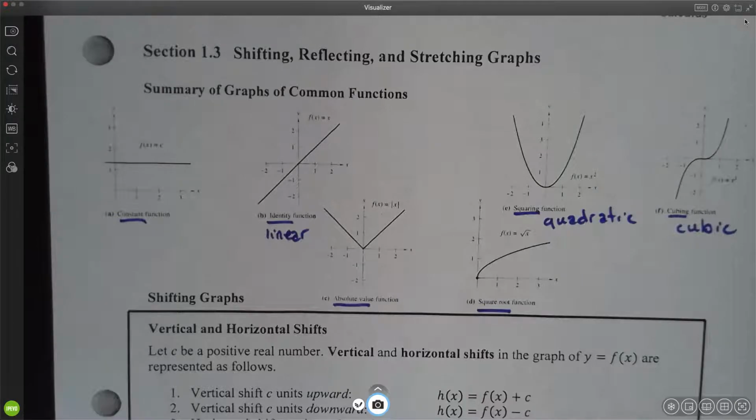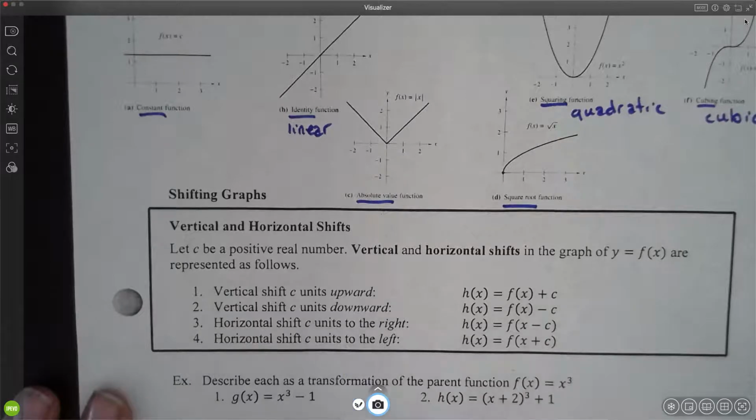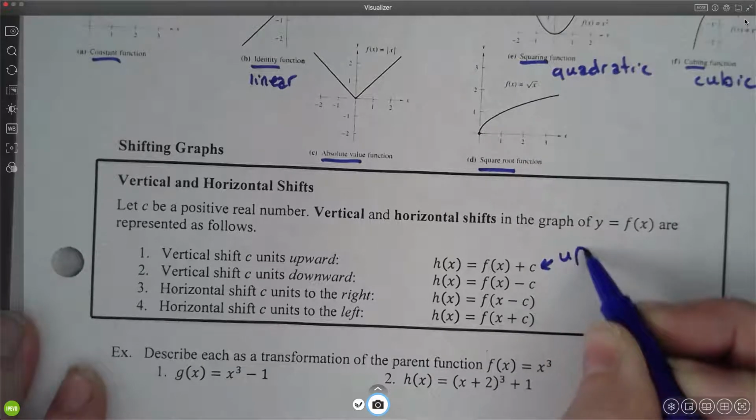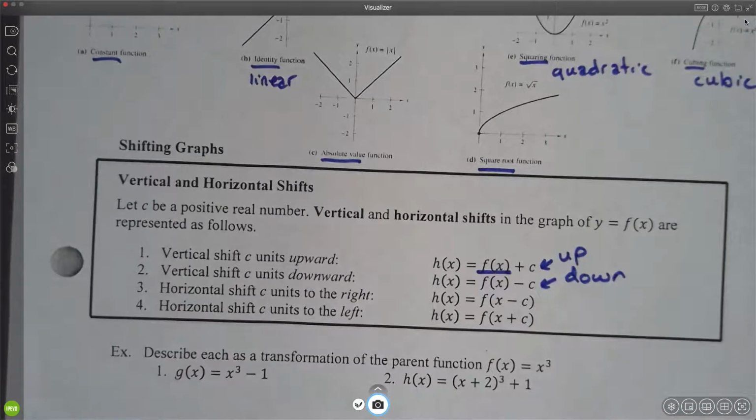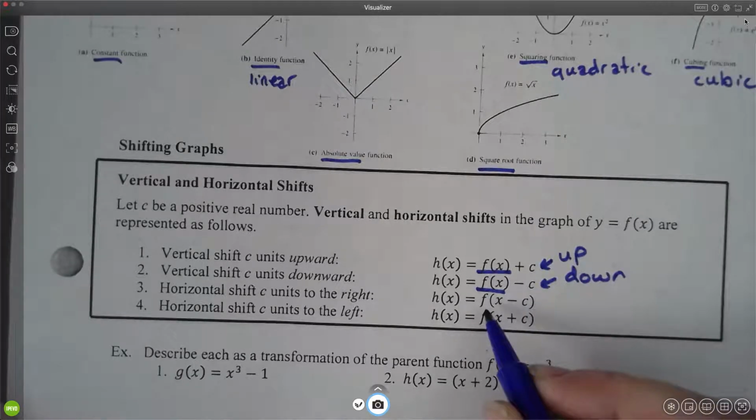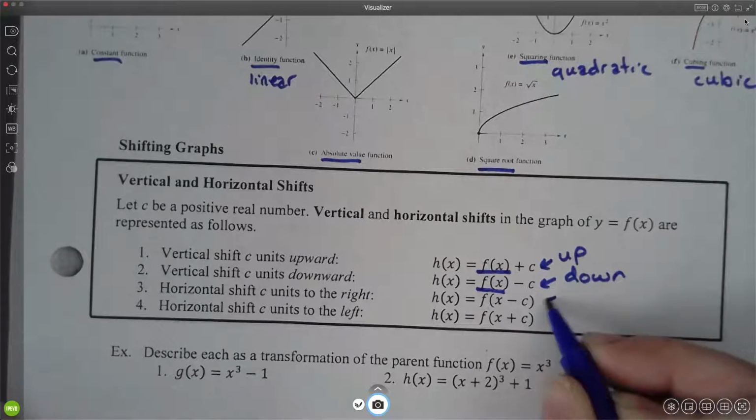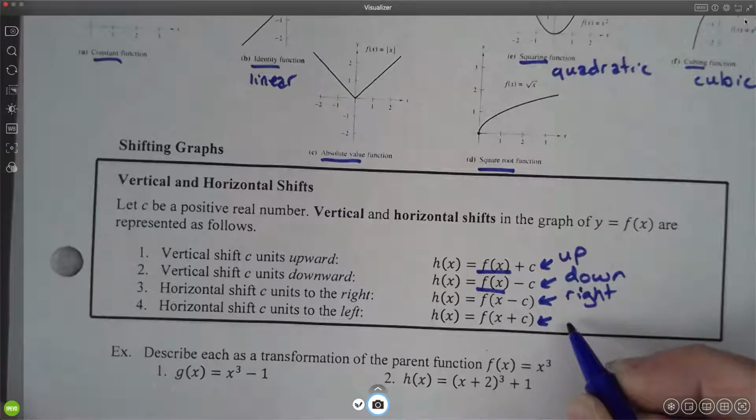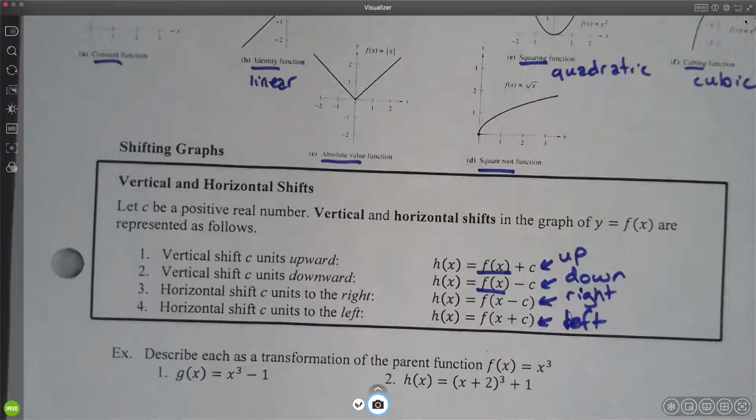So, shifting graphs. This is vertical and horizontal shifts. So up, down, left, right. If it is on the outside of the function, when you're adding, that means up. This guy means down. So you are taking the original function f of x and you're adding a number to it, or subtracting a number from it. This guy right here is f of x minus c. That means x minus c is going inside of the parentheses. So this is going to be to the right because negative actually means to the right. It's the opposite of what you think. And this guy is left. So plus inside means left, minus inside means right.